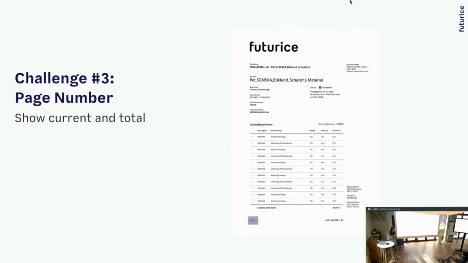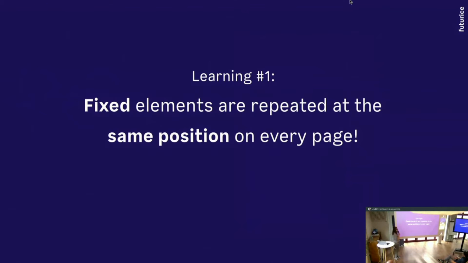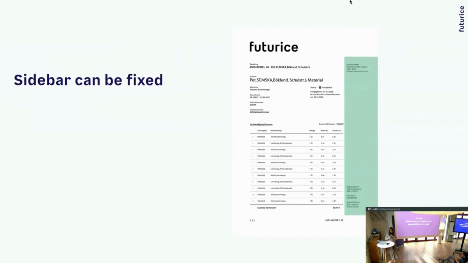I started to Google what I can do about printing. The first thing I learned was that fixed elements are repeated at the same position on every page, which is great if you know how to use it. It is not great if you don't know, and it leads to unwanted results. But in our case, we could solve our side problem very easily with fixed elements. We just added them to the page, and then they were repeated whenever we wanted. Nice.